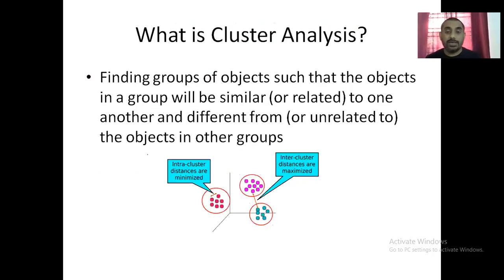Okay, so here is some example. You just see, this is the intra-cluster distance. Here you can see, this is the inter-cluster distance. So inter-cluster distance must be maximum and intra-cluster distance must be minimum, so that we can say the cluster is good.